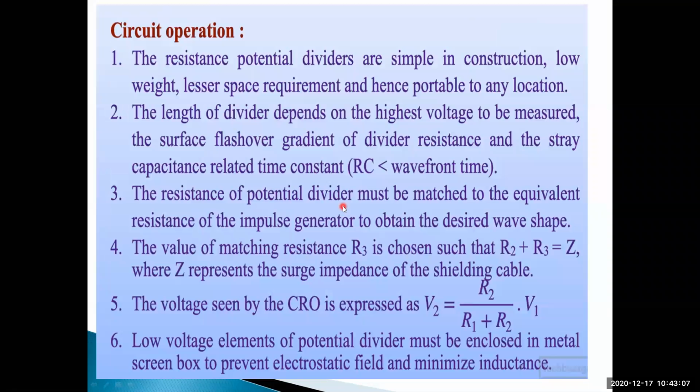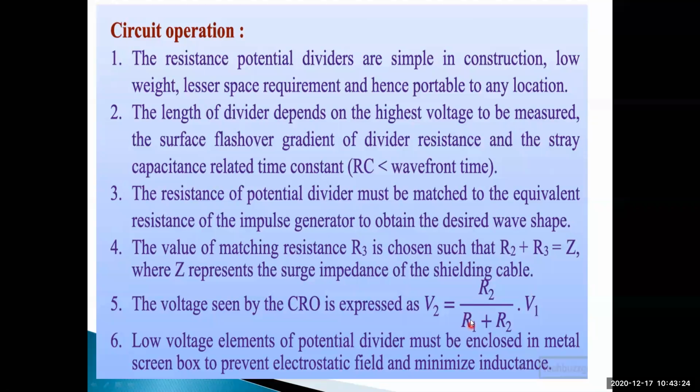Then wave shaping, so we have to get the wave shape in a proper way. And the voltage seen by the CRO, expressed as V2, is equal to R2 divided by R1 plus R2 into V1. The voltage across the CRO, V2, is equal to R2 by R1 plus R2 into V1.